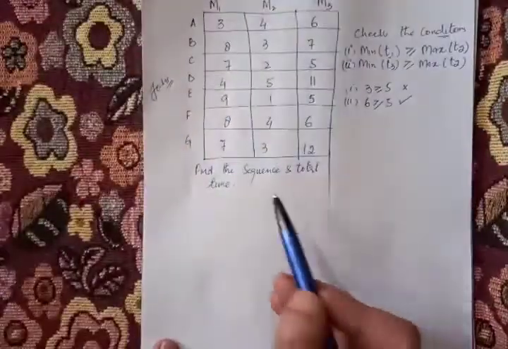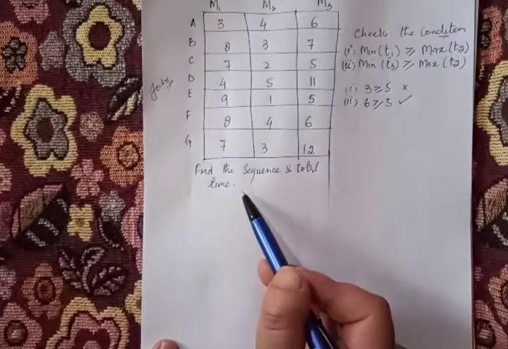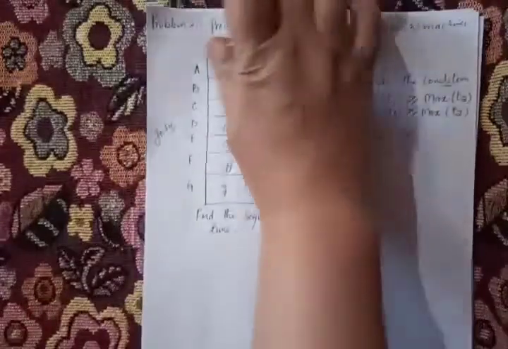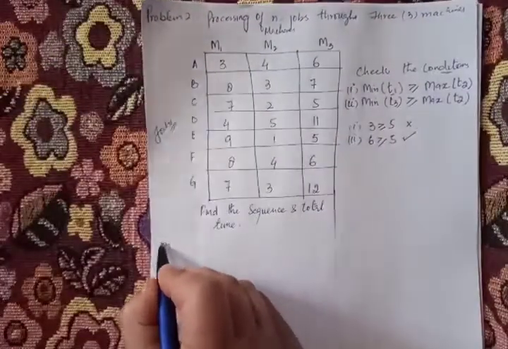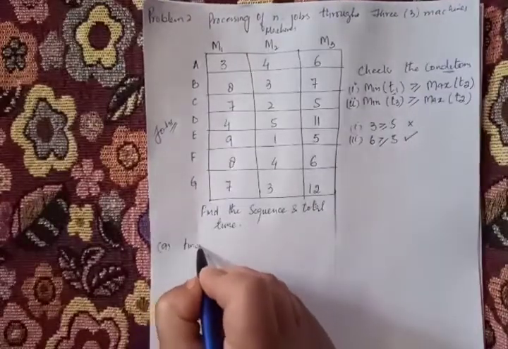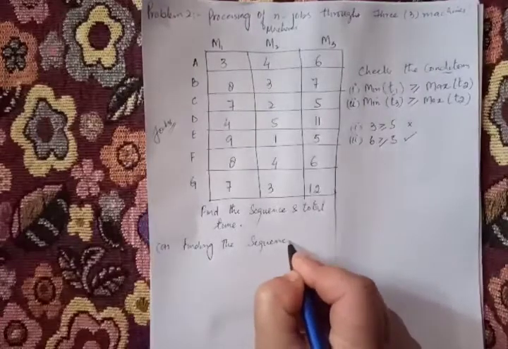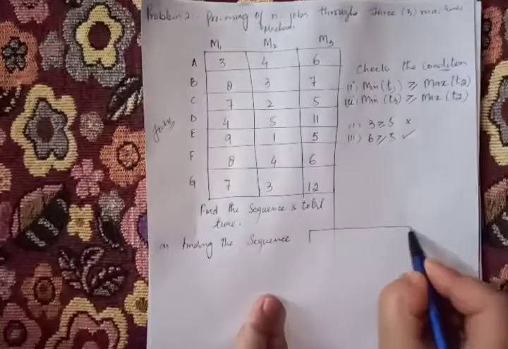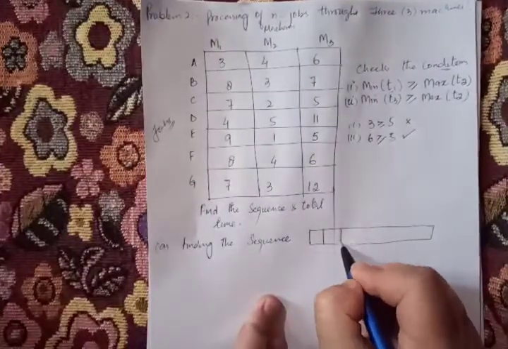Let us proceed. Now what we have to do is first find the sequence and the total time. In order to calculate the total time, we first have to find the sequence so that we can assign the jobs to 3 machines in order to get executed. So the first step is finding the sequence. And in order to find the sequence, we have to create an array of 7 jobs, as we have 7 jobs.